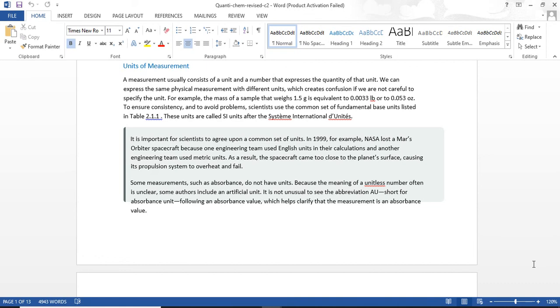Some measurements, such as your absorbance, do not have unit because the meaning of your calculation is unitless. Ibig sabihin ng mga number lang sila often is unclear. Some authors include artificial unit. It is usually seen in your abbreviation AU, for short, your absorbance unit. Okay, amo nang iya nga AU. It is just only a representation but it is not a unit. Okay, following the absorbance value which helps clarify that the measurement is absorbance value.